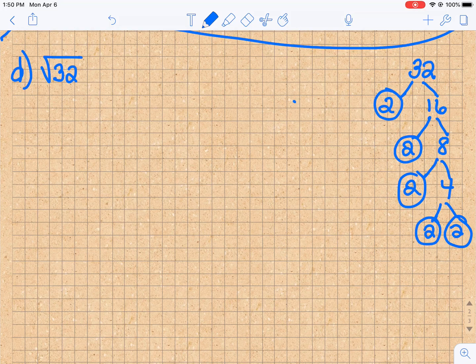So I'm going to be careful here. There's 1, 2, 3, 4, 5 2's. 2 times 2 times 2 times 2 times 2. 2 to the 5th is 32. So 2 times 2 times 2 times 2 times 2. Okay? Let's see who can escape.